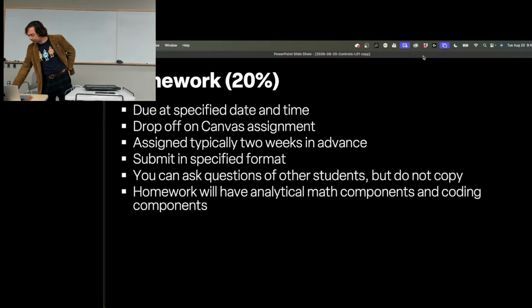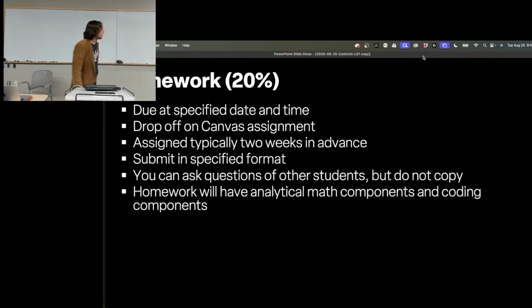That's all good. Okay. Homework, 20% of the grade. I'll assign it about 2 weeks in advance. Okay. In the past, we've done about 5 assignments per semester. They can be a little on the long side. So a lot of them come out of the book. But I'll try to make sure that you have access to the problems in one form or another. They're going to be a combination of hand math and also coding.